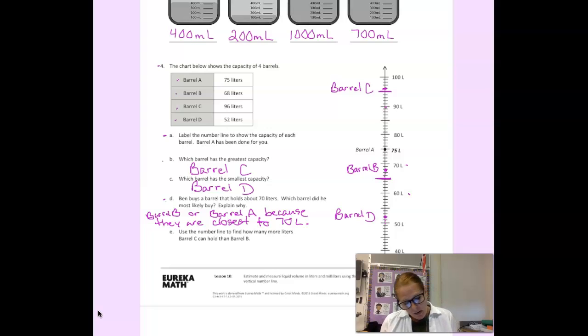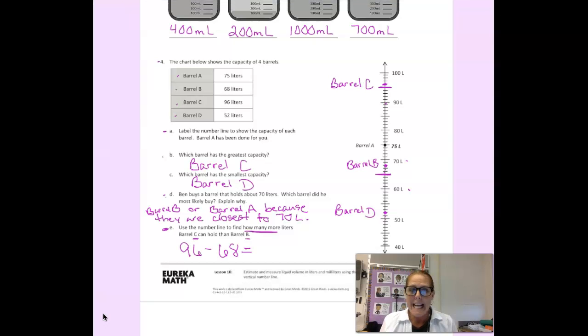And letter E, use the number line to find how many more liters barrel C can hold than barrel B. How many more tells me that we're going to do which math operation? Addition, subtraction, multiplication, or division. How many more means we're going to subtract, and we're looking at barrel C and barrel B. If we're subtracting, we need to start with the larger number. So we're going to take barrel C minus barrel B, which is 68 liters.